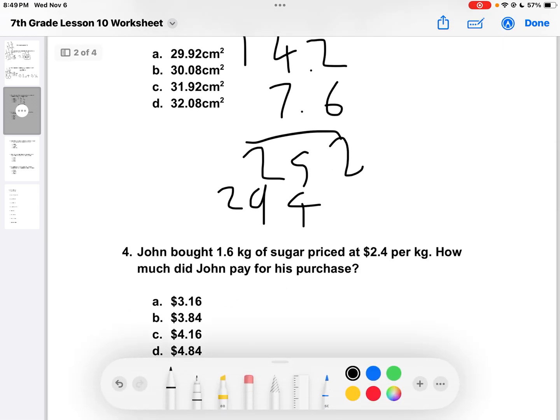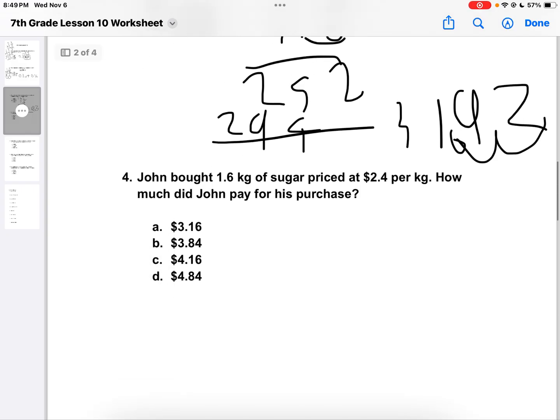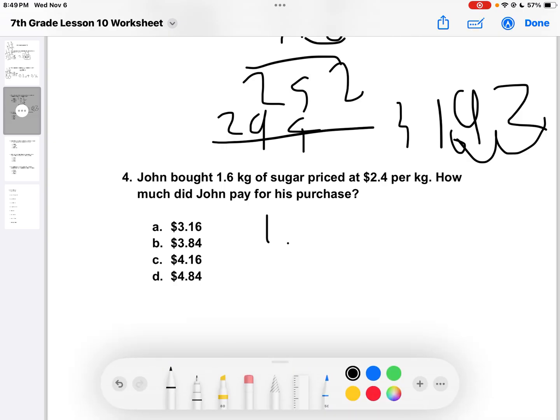So if we add it all together, we get 2913. And 2 decimal places in total, so it'll be 31.92. Alright, number 4. John bought 1.6 kilograms of sugar priced at $2.4 per kilogram. How much did John pay for his purchase? So just do 1.6 times 2.4.